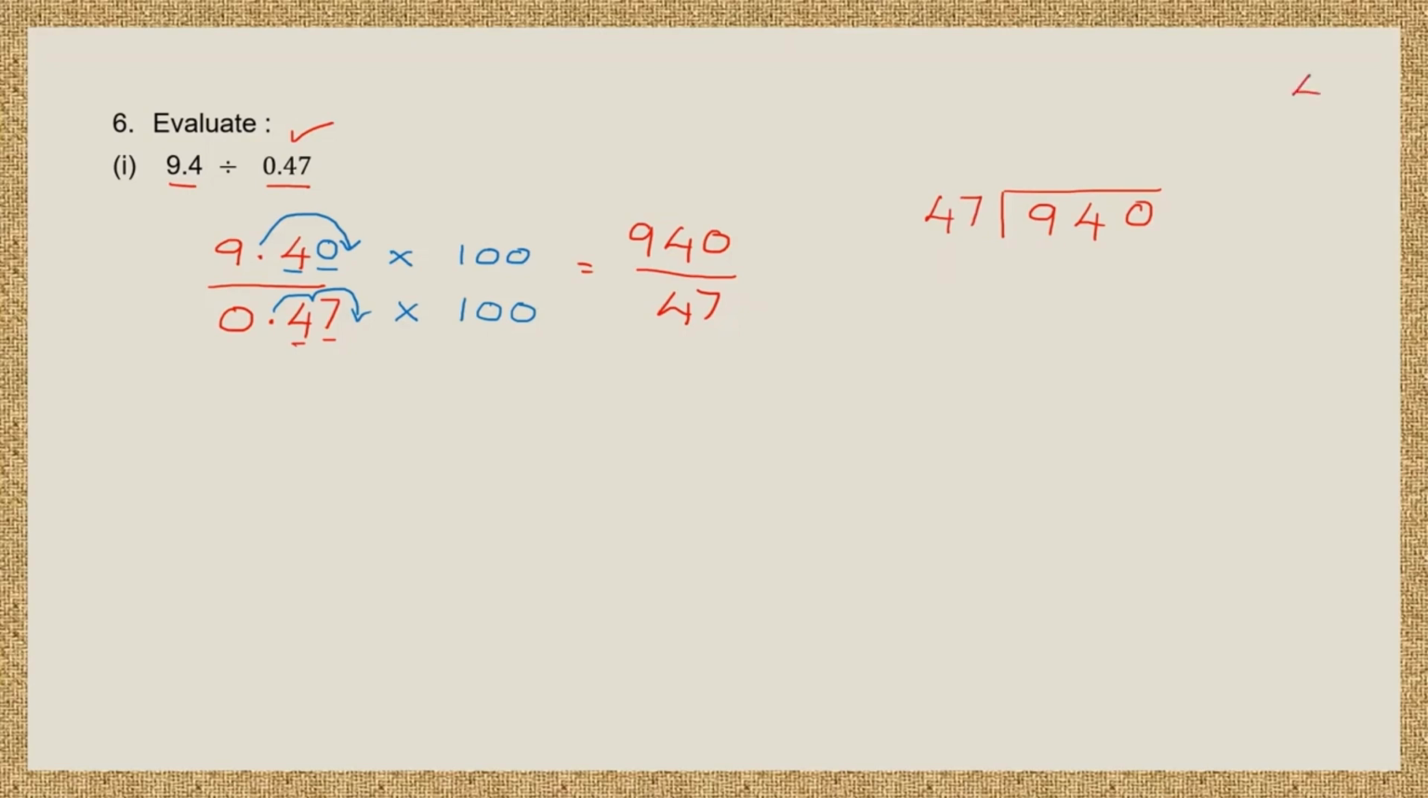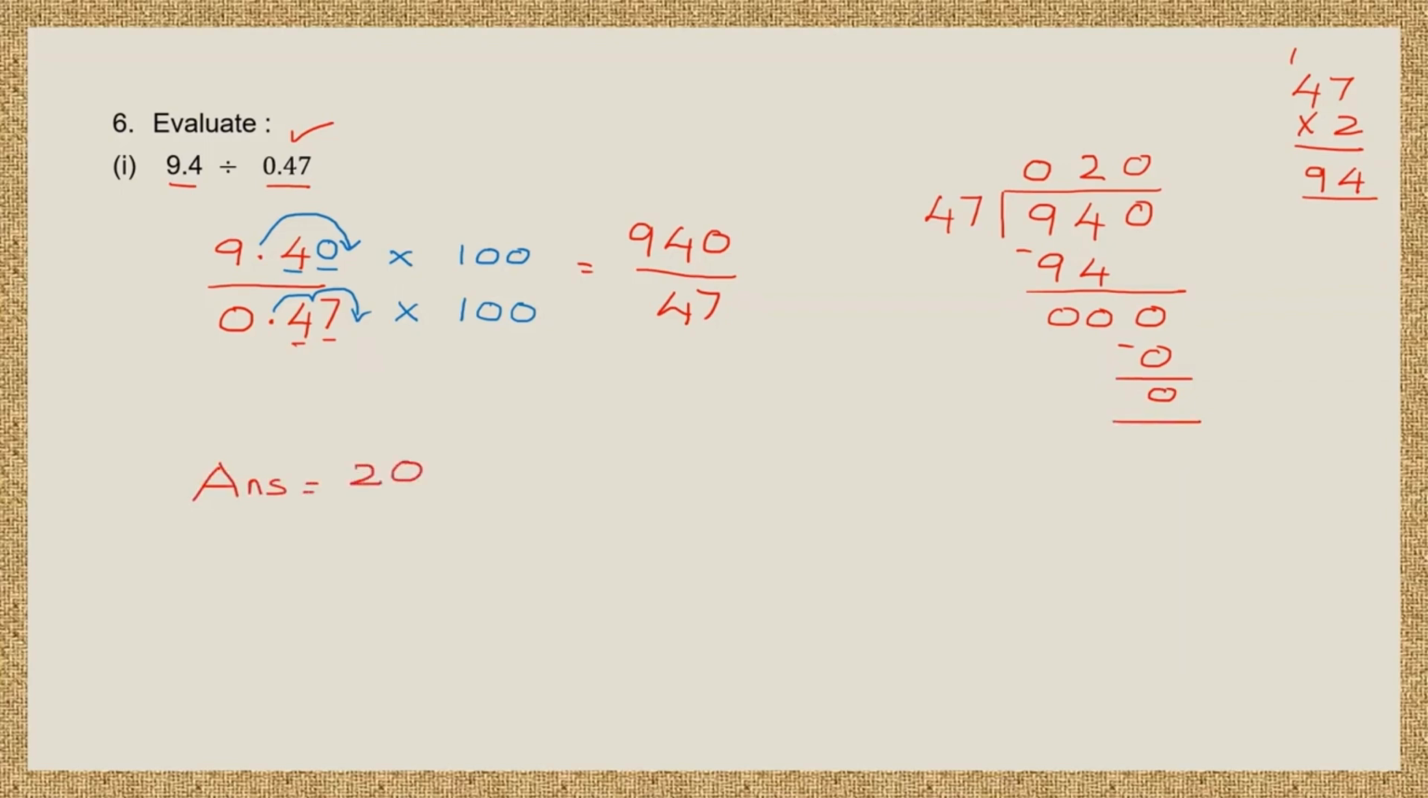Let's try 47 into 2. 2 sevens are 14. Carry 1. 2 fours are 8 plus 1, 9. 94. So let's start our division. First digit is small, so we put a 0. 47 into 2 is 94 minus, I bring down the 0. 47 zeros are 0 minus. Now my answer to this question is 020, which is simply 20.